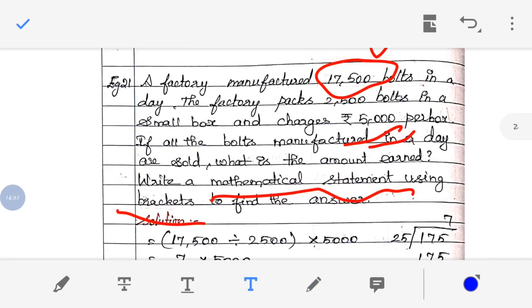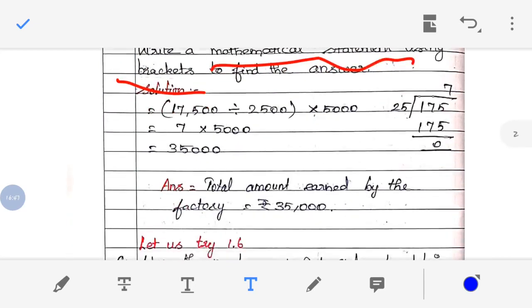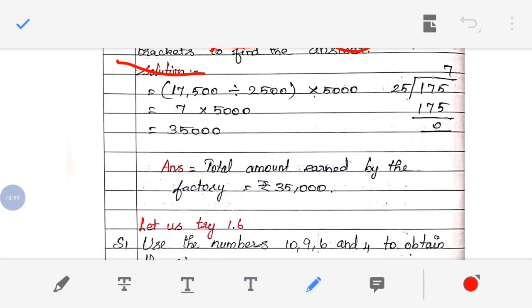2,500 bolts are packed in one box. 17,500 bolts will be packed in how many boxes? One box is given and they ask for more boxes. If they give a smaller quantity and ask for more, what do we have to do? We have to do division. So the first step will be 17,500 divided by 2,500. This gives the number of boxes.